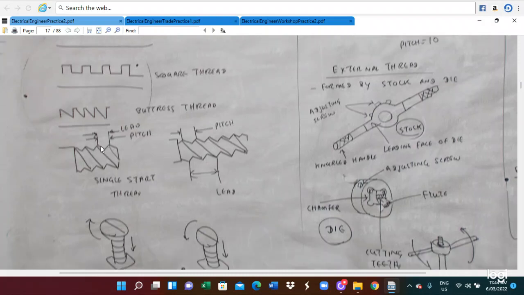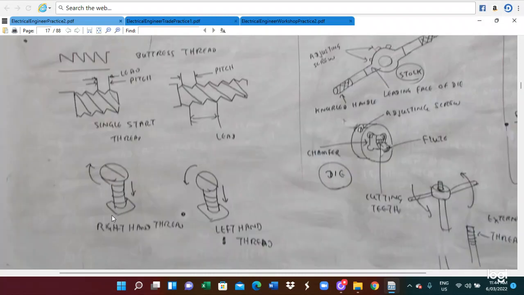So there is this top to top. The distance from one thread crest to another thread crest is what we call the lead, and here we call the pitch. So this is a single start thread. Here is a double start thread. And here is a right hand thread.